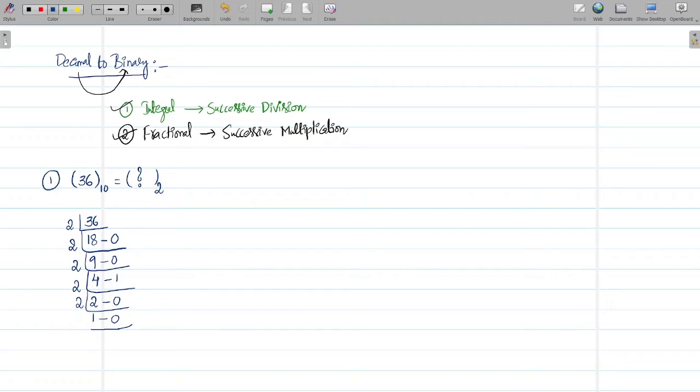From last quotient to first remainder you need to write the digits. Considering this as the MSB and this as the LSB, the least significant bit, I can get the bits as 1 0 0 1 0 0. So this is the equivalent binary number for the decimal number 36. You can easily verify your answer by converting this binary number back into a decimal number.